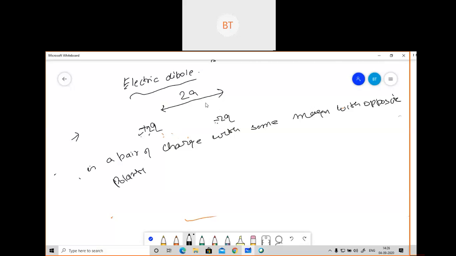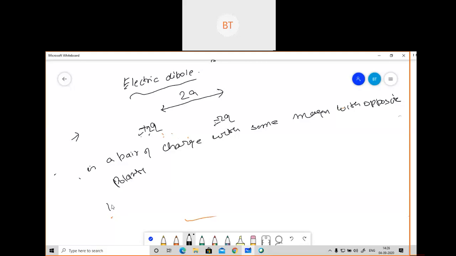If somebody asks you what you understand by the term electric dipole, you just need to give the answer in one line: it is a pair of charges having some magnitude with opposite polarity. The polarity of those charges will be different. You can also draw the diagram or figure and show them that if I assume this is plus, then this will be minus, and they are separated by a distance 2a. Like this we can define electric dipole.